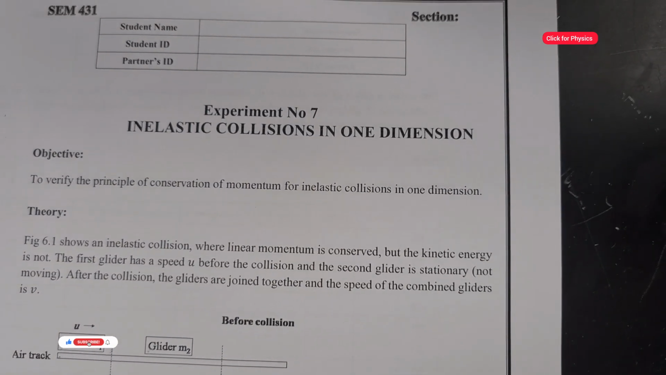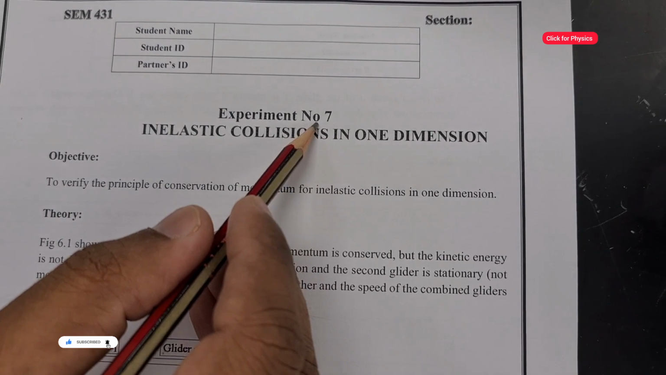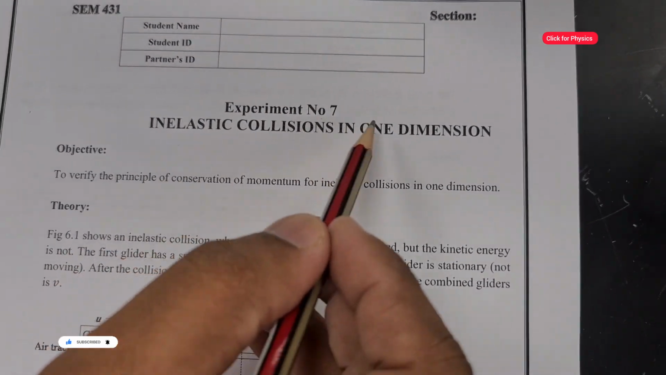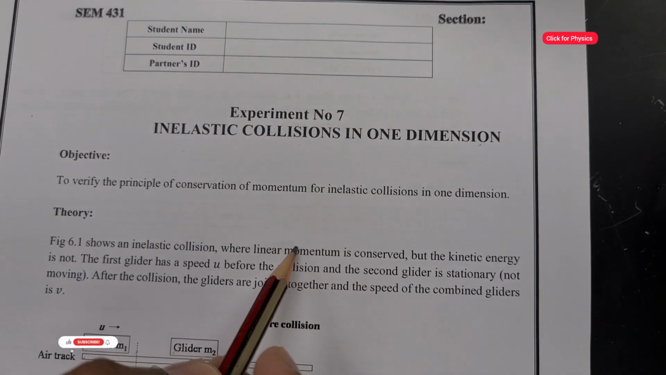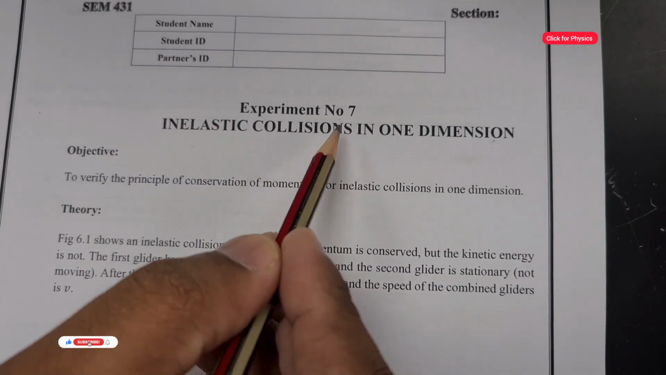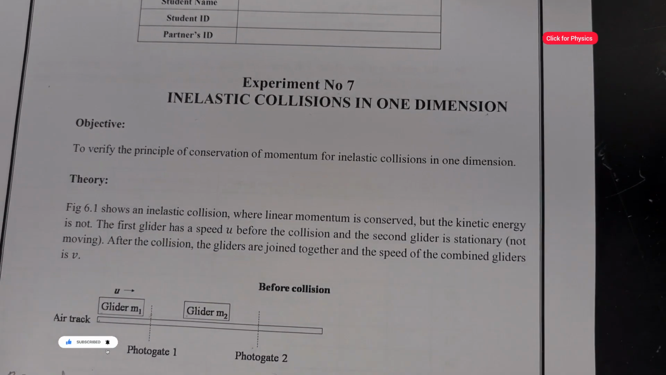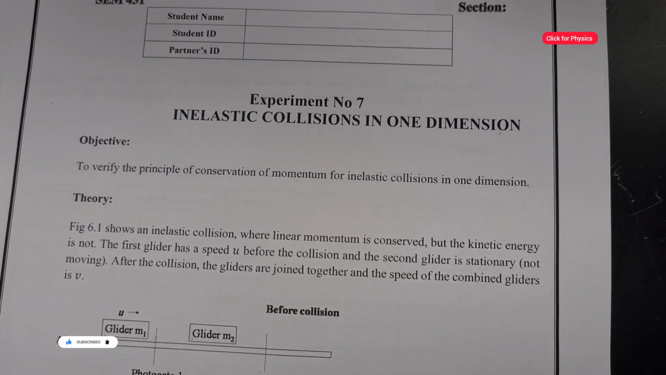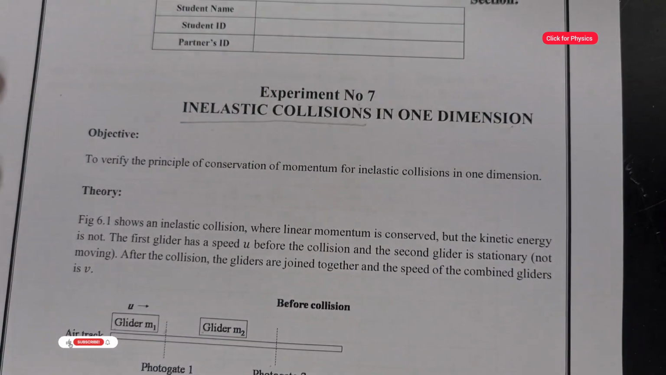Today I am going to explain experiment number 7 of Physics 1, inelastic collision in one dimension. This experiment is from your chapter 9. In that chapter you will study the concept of collision. We have two types of collision, elastic collision and inelastic collision. In this experiment we are going to study some information about inelastic collision.